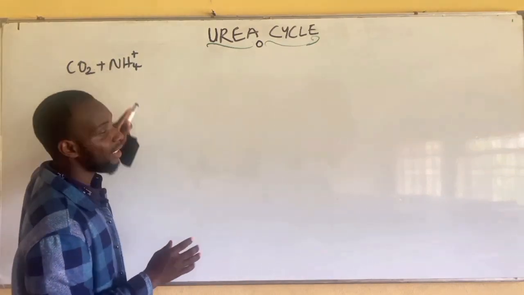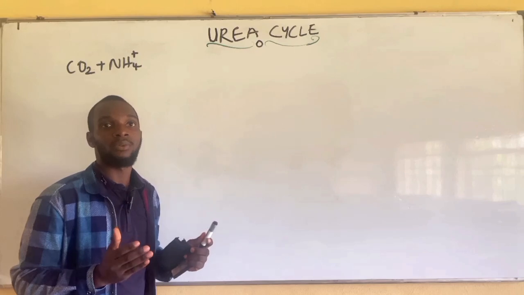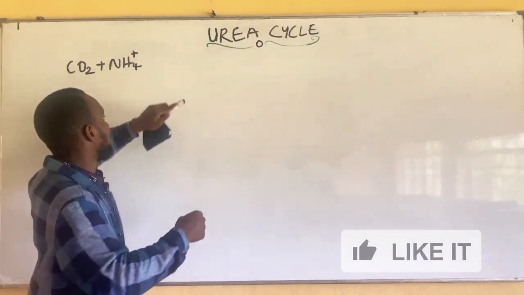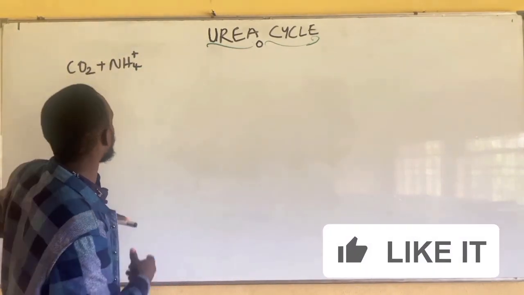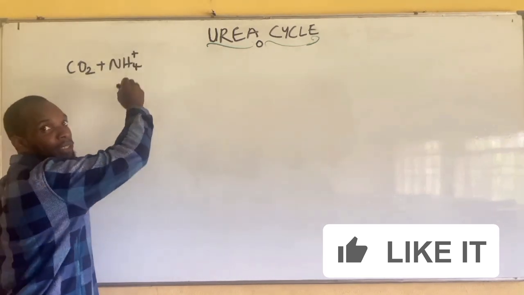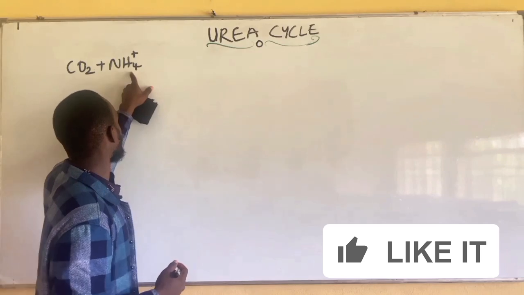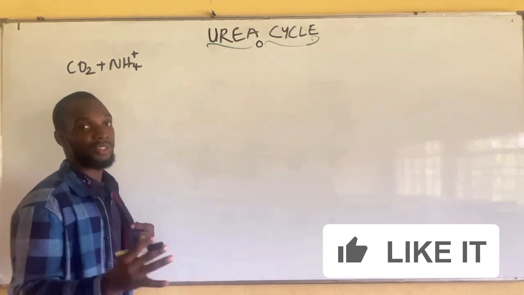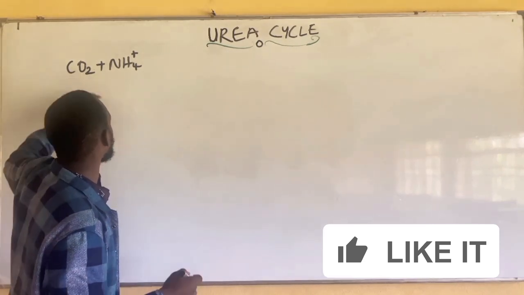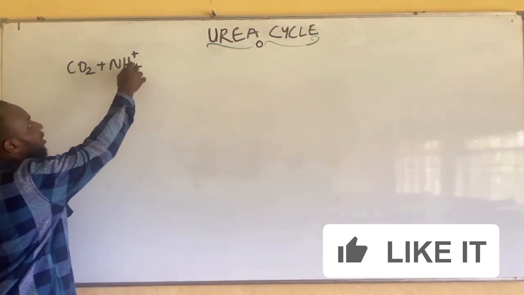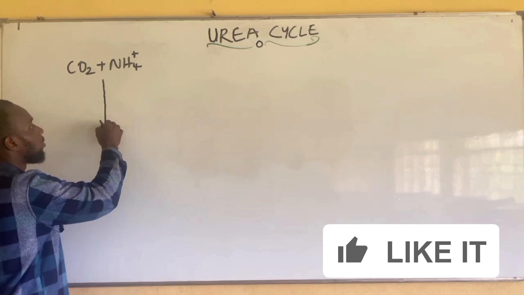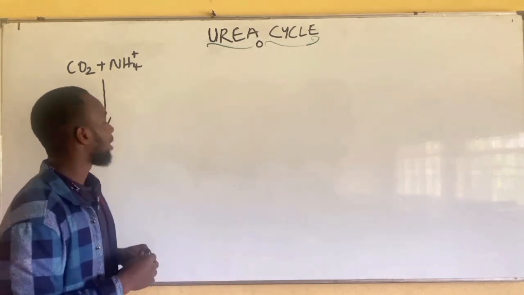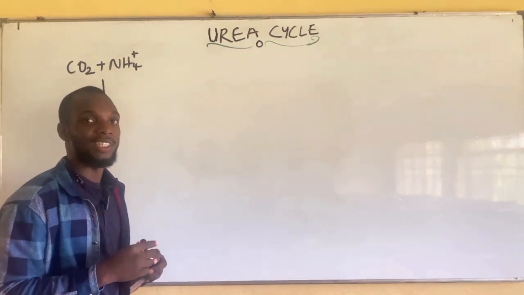The first two reactions of the urea cycle occur in the mitochondria. So right now we are in the mitochondria. This amino group came from the deamination of the amino acid. Then the CO2 comes from the citric acid cycle. You can watch my video on that. So the CO2 will combine with this ammonia to synthesize a compound called carbamoyl phosphate, and it requires two molecules of ATP.